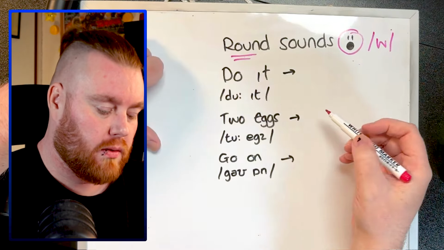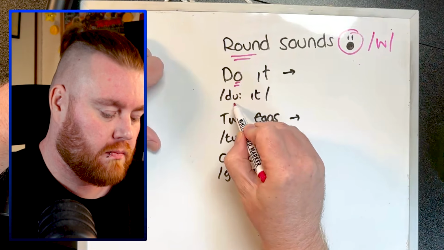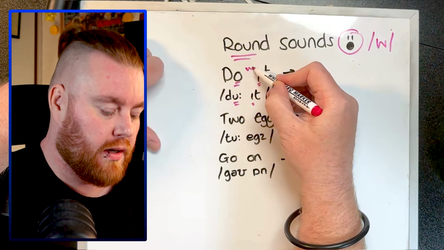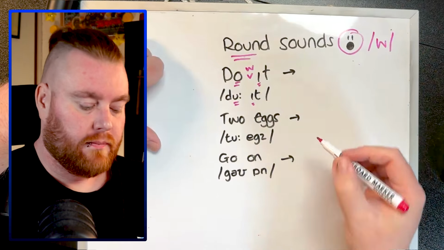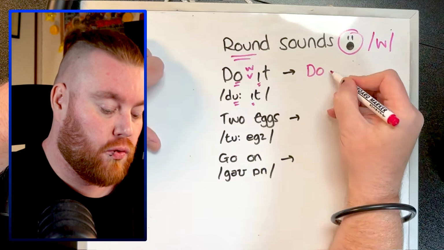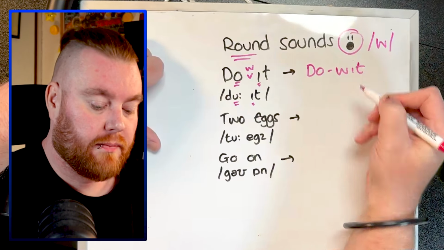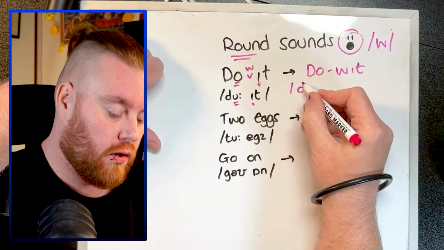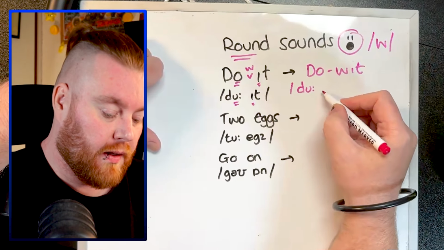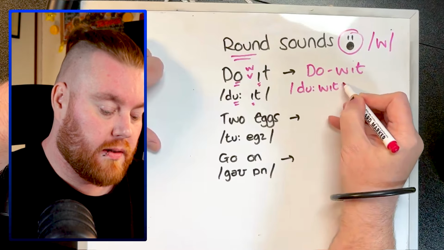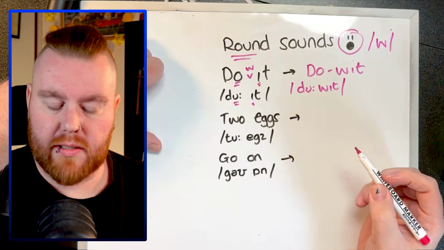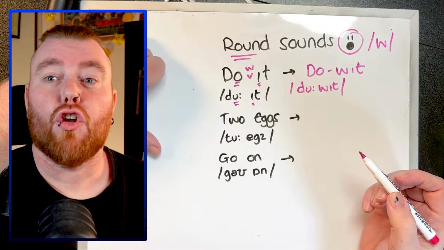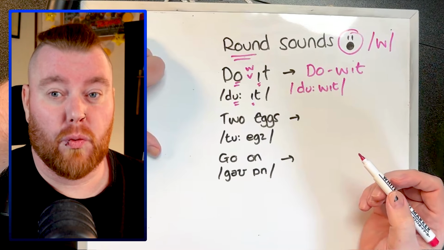So we've got do, the round sound. The next word starts with a vowel sound. So we're going to add a w. And we kind of get do wit. Do it. We look at the phonetics. We've got do, then wit. Do it. Not do it. Do it.